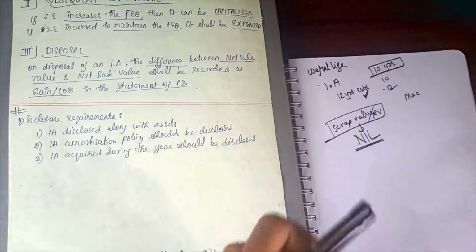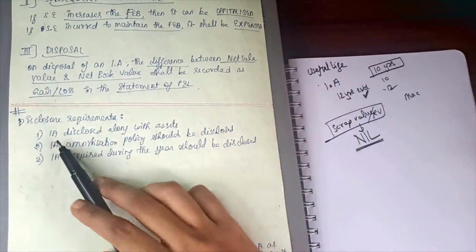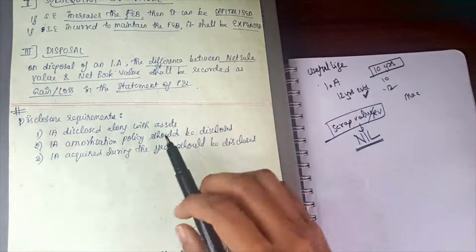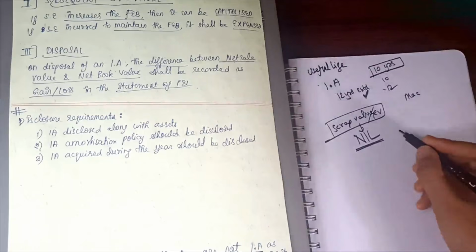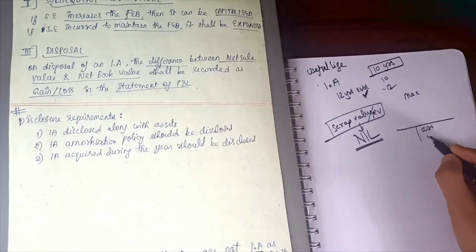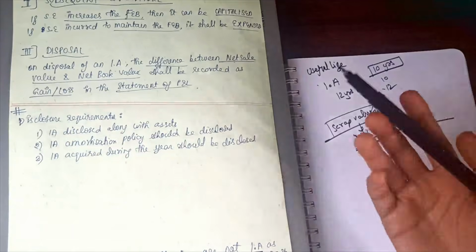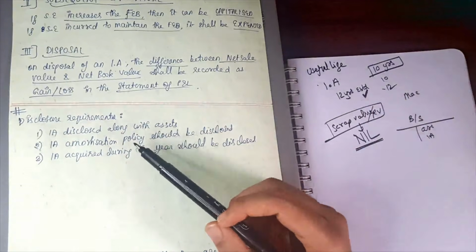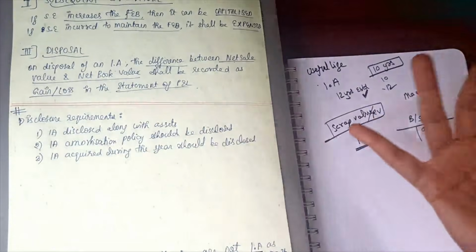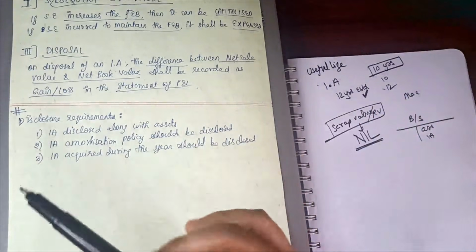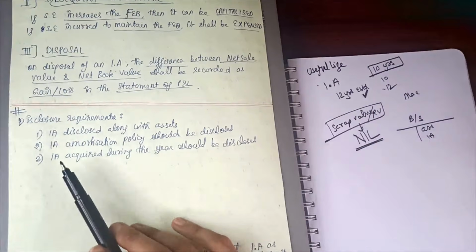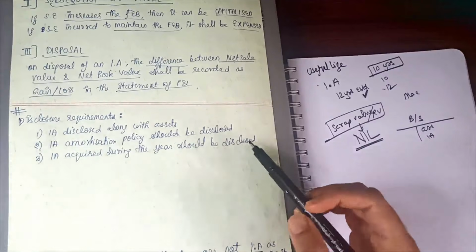So next is the disclosure requirements. You have 3 disclosure requirements. First is that intangible assets are disclosed along with assets, so they have to be disclosed where you disclose your assets, in the balance sheet. Second one is intangible amortization policies should be disclosed. So what kind of policy are you following for amortization? SLM or whatever other method you are following, you have to disclose. Third one is intangible assets acquired during the year should be disclosed.